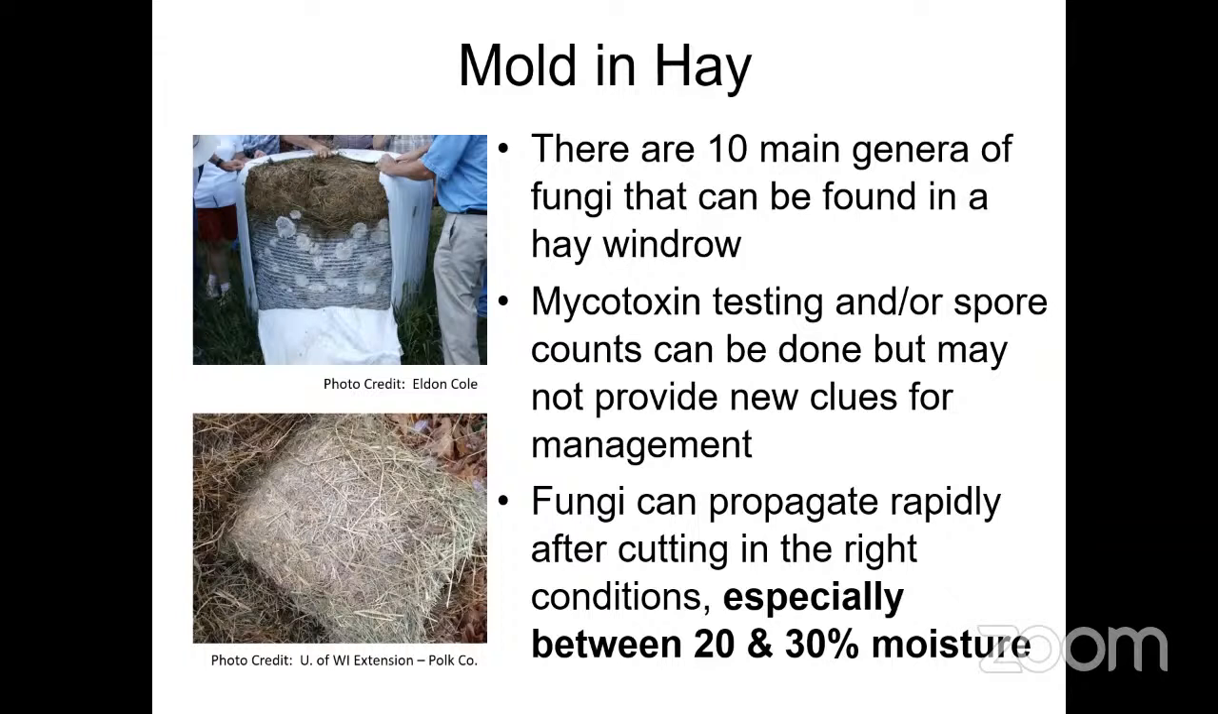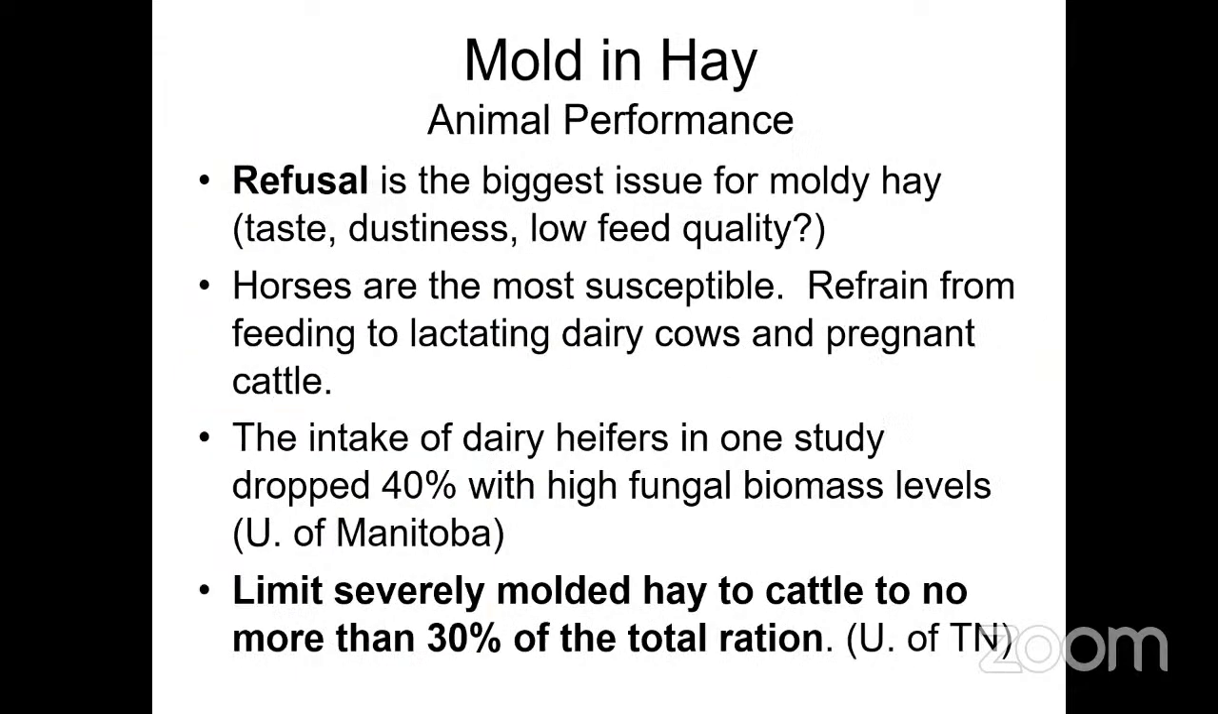The propagation of mold normally occurs at temperatures somewhere between 20 and 30% moisture, depending upon the type of bale that we're making. That's when we have the most issue. That's when we sometimes run into problems with mold just overtaking the hay throughout. And so that's what we're trying to avoid.